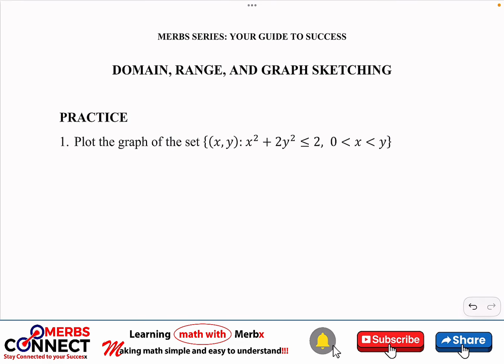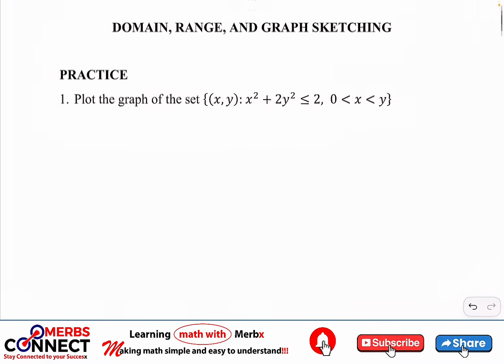All right, thank you so much for joining again. So in this video, we are going to look at domain, range, and how to sketch it. So when we are done finding the range and the domain, how can we sketch the graph? So we have like 5 examples, and then I'm going to give you practice one to also work on it. So let's jump right in.